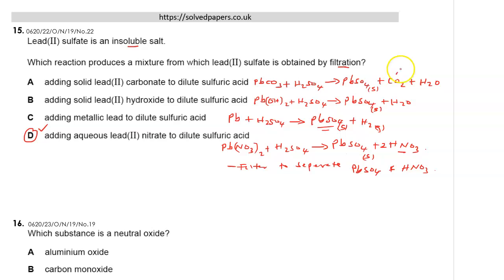Alright, you notice that in these other cases you don't actually need to filter anything, because carbon dioxide will just disappear. Then you'll be left with lead sulfate in some water, and of course same as this other one here. So the only one which you need to filter is this one, because which reaction produces a mixture from which lead sulfate is obtained. Lead sulfate and water, that's not a mixture. Alright, and lead sulfate and nitric acid, that's a mixture. So you need to filter that to get your lead sulfate.